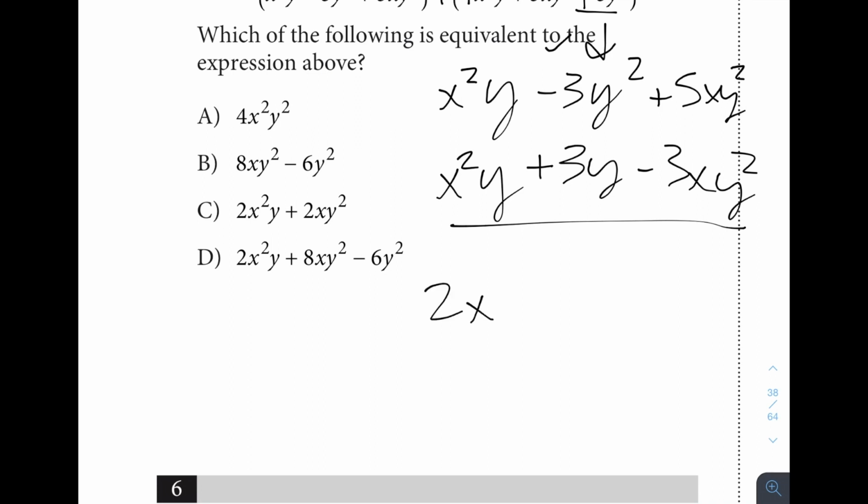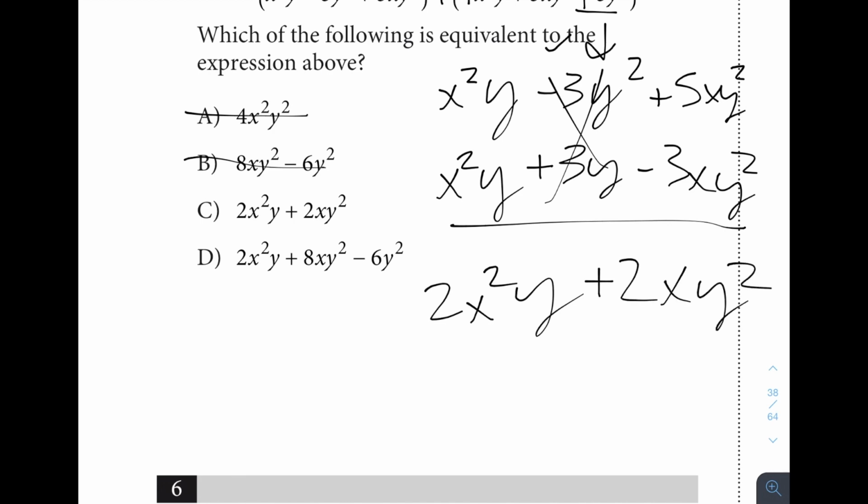We get 2x squared y. So these two can be canceled. This will cancel out, and then 5 minus 3 is going to give you positive 2xy squared. And that'll give you that.